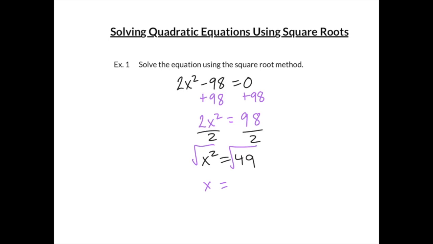So when using the square root method, anytime you square root a positive number that's not 0, you will end up with two solutions, the positive and negative square root. We often write this as plus, minus, and the number, so x equals plus or minus 7, although you could write it as 7 and negative 7, so two separate numbers.